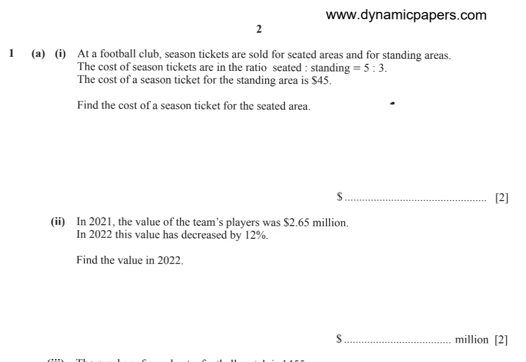So the ratio between seated and standing is 5:3. 45 for standing, so just write 45 below 3. We need the cost for seated. So cross multiply: 45 times 5 divide 3 equals 75.